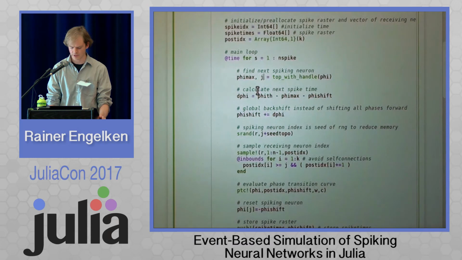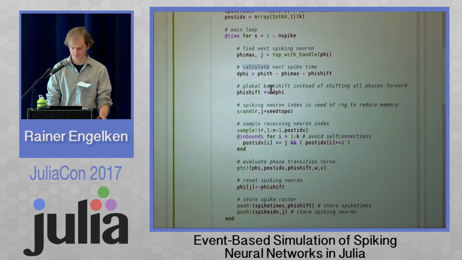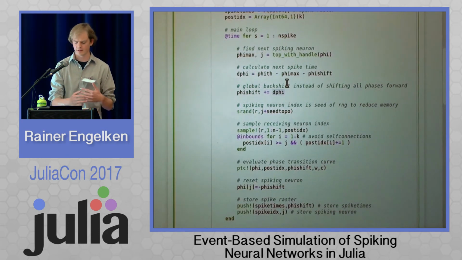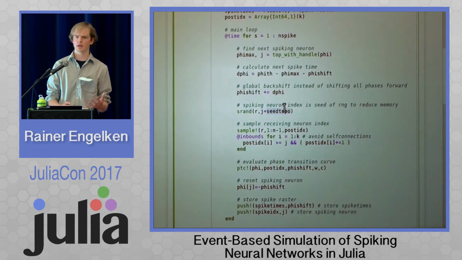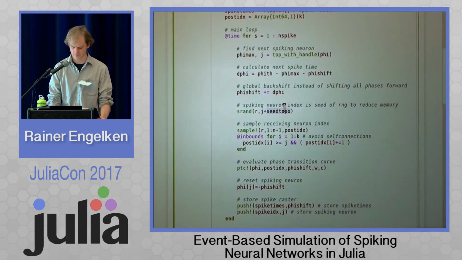of the spiking neuron. Then we calculate the next spike time in the network. We shift the global phase by this global spike time. That means we evolve the network state forward in time. Now we reseed our random number generator by the index of the spiking neuron and a seed for our network topology, because maybe we want to run different simulations with different network topologies.